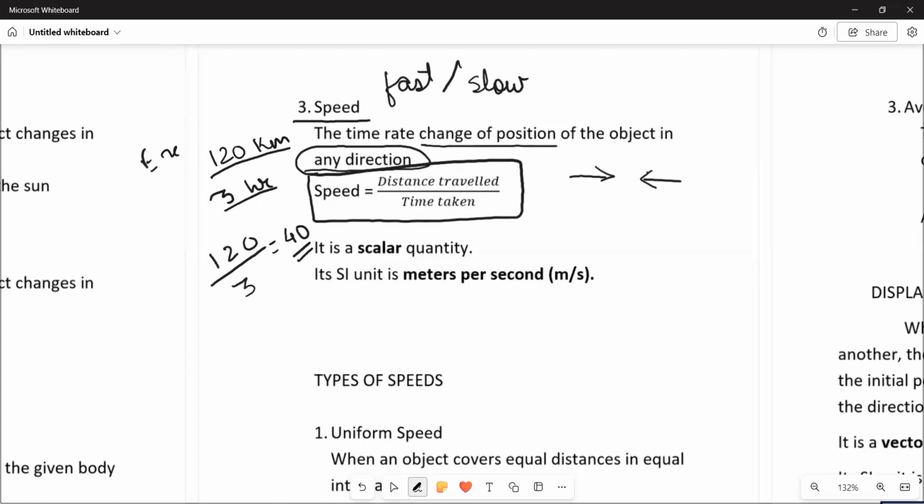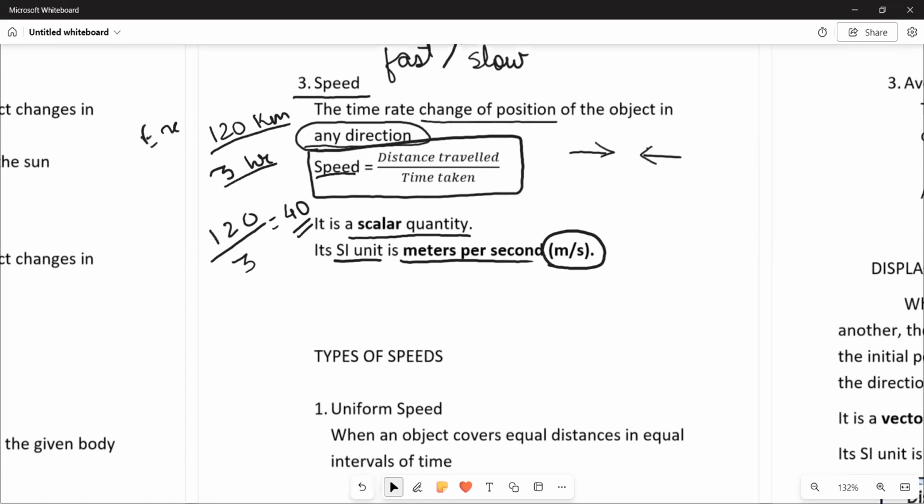Okay, so in this way, we use the formula of speed to calculate the speed of the object. So as there is no direction of the object considered in this concept of speed, it is again a scalar quantity, right? And to measure the speed, we have a standard unit, which is the SI unit, meters per second, and it is represented using meters per second.